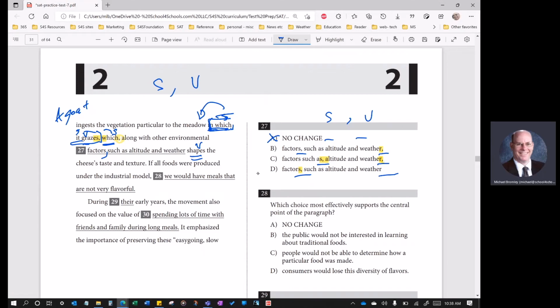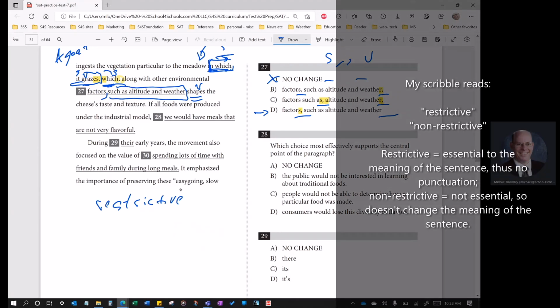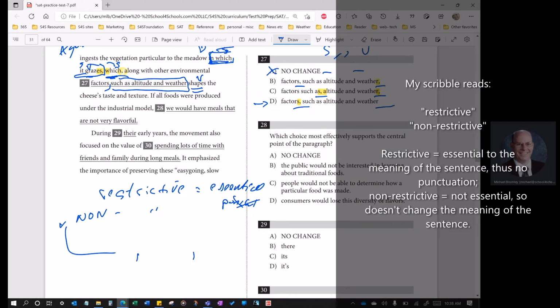Okay, so let's get rid of D here because this does give me subject, comma, comma, verb, but which, along with other environmental factors such as altitude and weather shapes. Factors such as altitude. This is giving me an example of factors, isn't it? So here I have something we call a restrictive or non-restrictive element. If it's restrictive, it means it's essential to the meaning of the sentence, and it doesn't have punctuation. No punctuation. If it's non-restrictive, then it's parenthetical. It's just adding information into it. So generally, when it's parenthetical, we separate it with punctuation because it's not essential to the sentence.